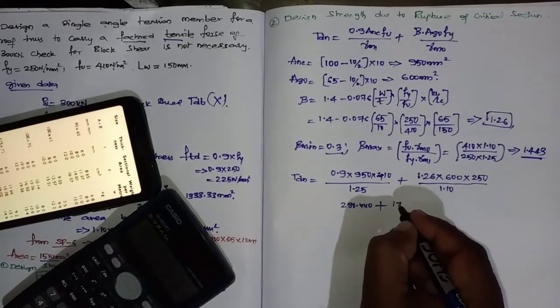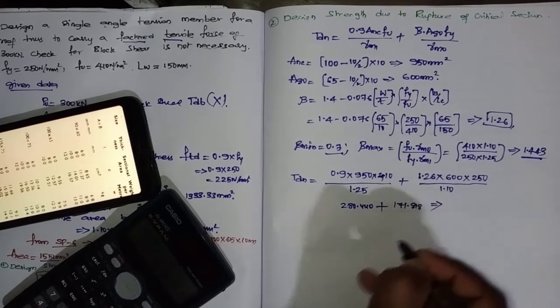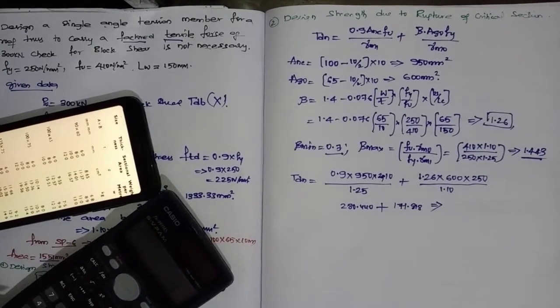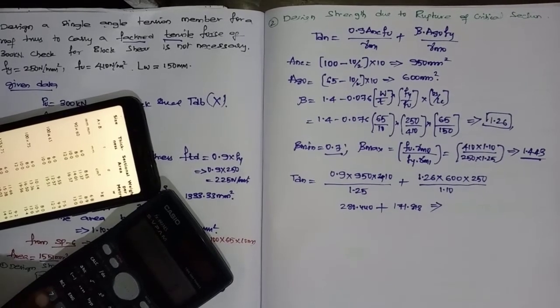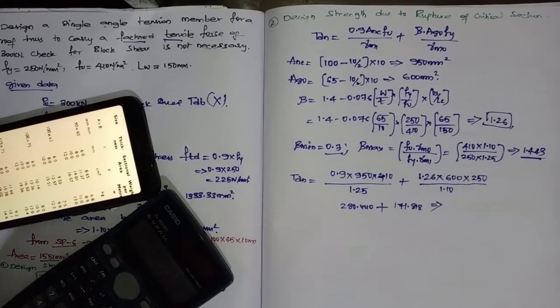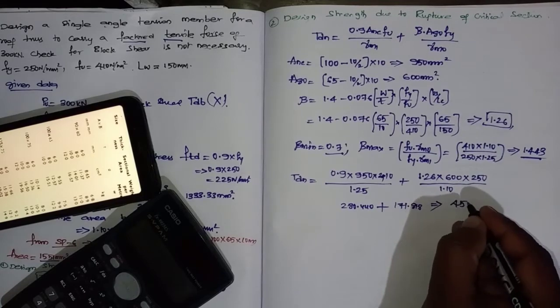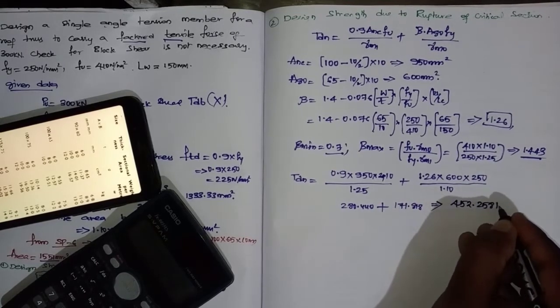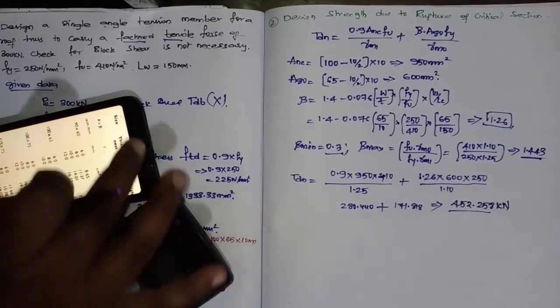So 171.818 kilonewton. Total you will be getting how much? 280.440 plus 171.818. That is 452.258 kilonewtons.